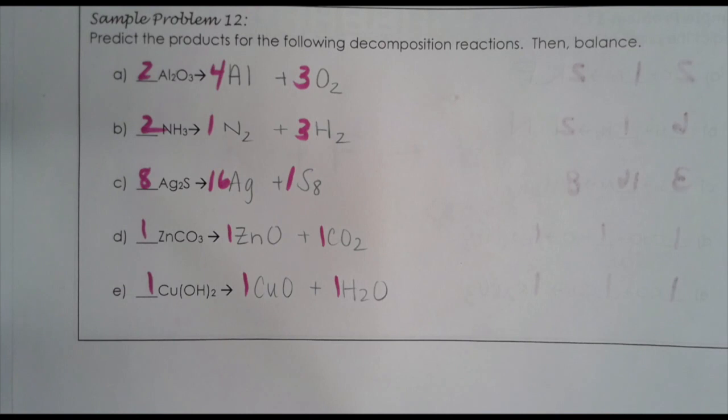And that's it for decomposition. Like I said, other than D and E, I think problems that are similar to A, B, and C, which are the ones you'll see 95% of the time, are very easy to predict the products for. You just have to keep those diatomic molecules and your phosphorus and your sulfurs in mind. Let's do a single replacement next.